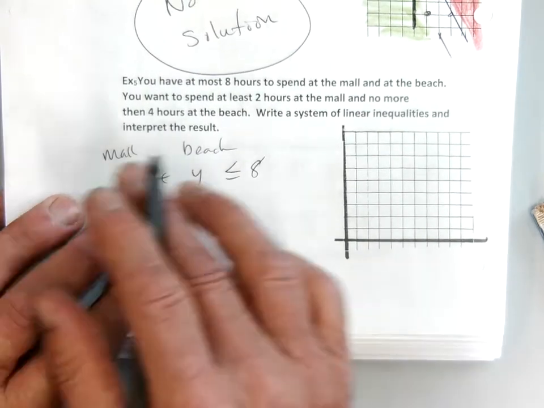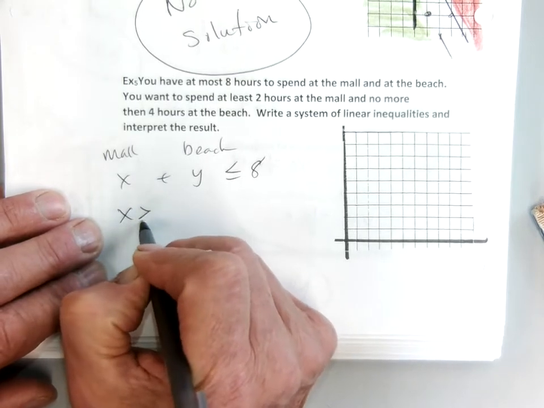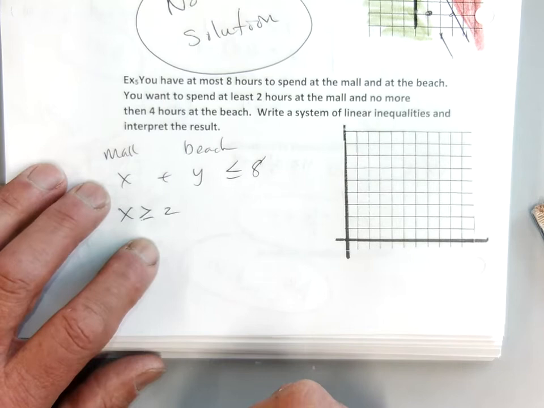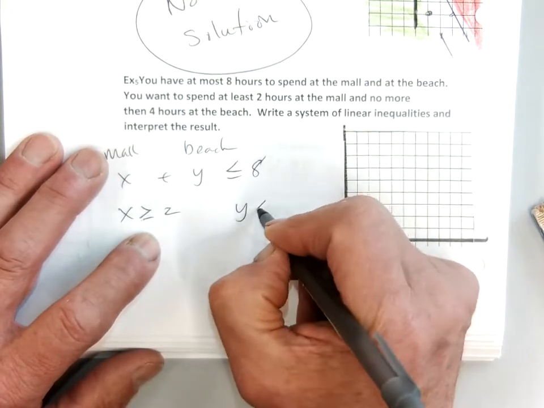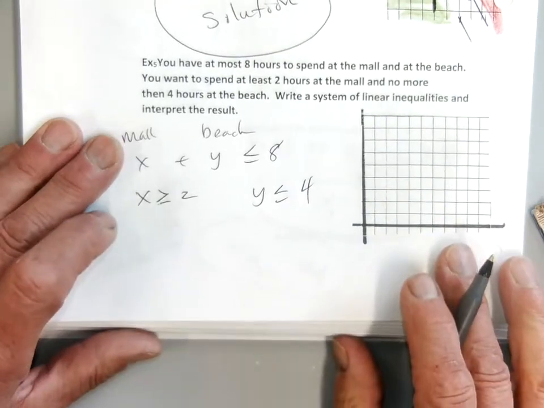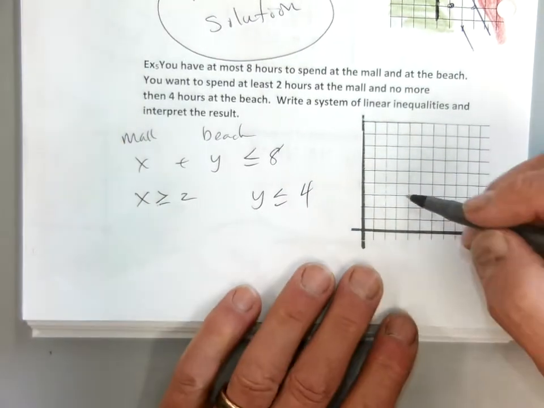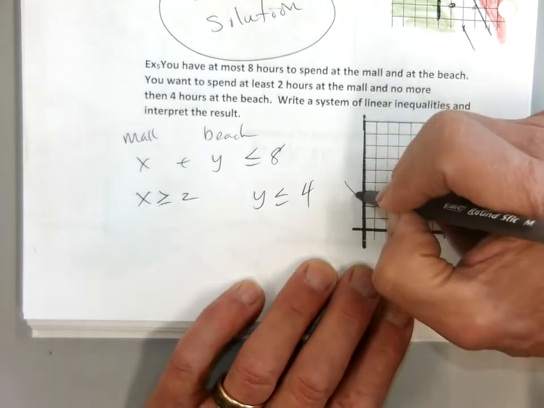You want to spend at least 2 hours at the mall. Okay, so at least 2 hours at the mall. And you want to spend no more than 4 hours at the beach. All right, I can graph this. I've got my mall, my beach.